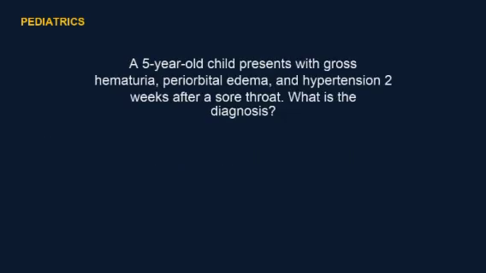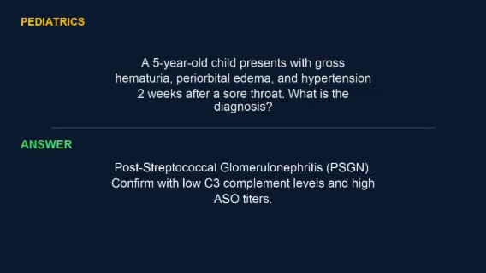A 5-year-old child presents with gross hematuria, periorbital edema, and hypertension 2 weeks after a sore throat. What is the diagnosis? Post-streptococcal glomerulonephritis, PSGN. Confirm with low C3 complement levels and high ASO titers.